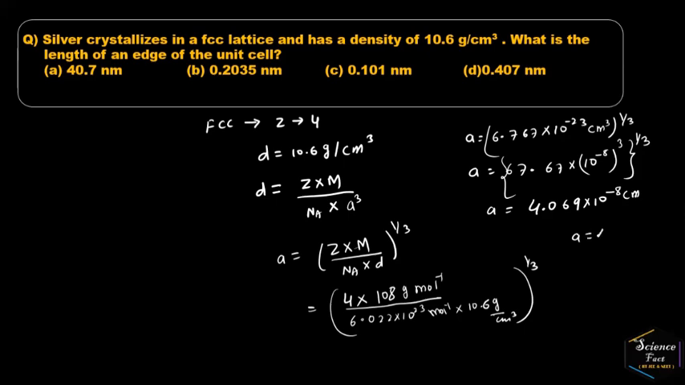Edge length A equal to 4.0693 into 10 raised to the power minus 10 meter, because 1 centimeter, that is equal to 1 by 100 meter. Finally, we can write edge length A is equal to 0.4069 into 10 raised to the power minus 9 meter, and A equal to 0.4069 nanometer. So the correct answer should be D.